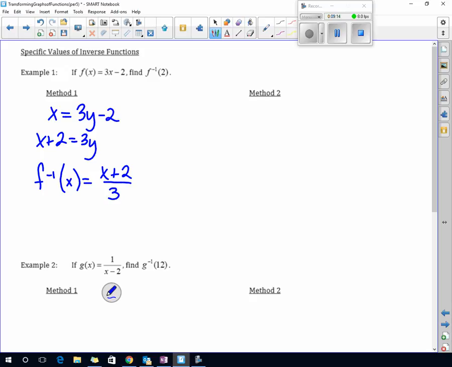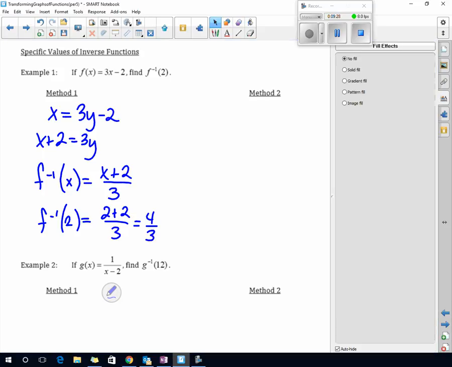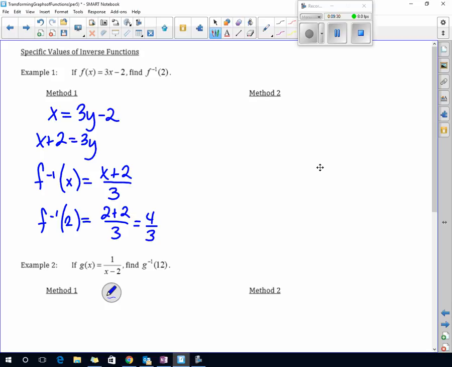The second method is if you understand that the input of the inverse is the output of the relation, the original, then you just sub it directly into the output. So again, what I'm saying is this is the input, which was the output of the other function. So 2 equals 3x minus 2. Add 2, you get 4 equals 3x. x equals 4 over 3. So therefore, the inverse at 2 is 4 over 3.